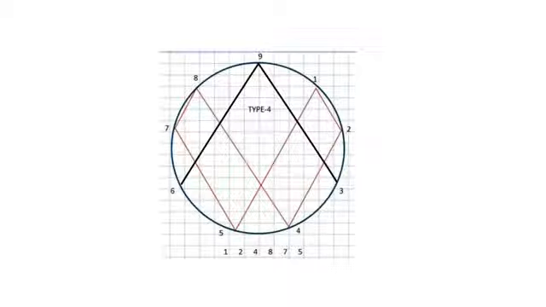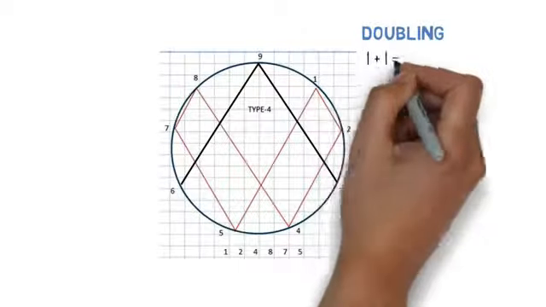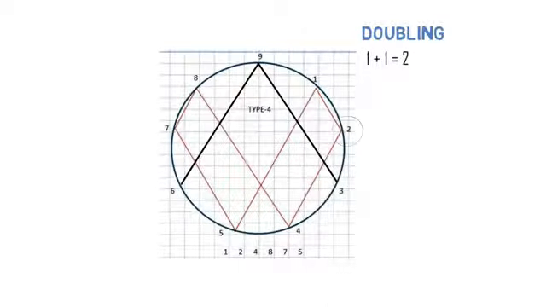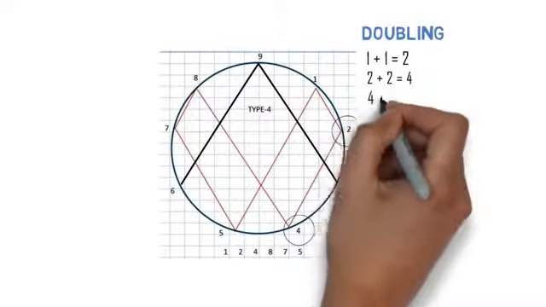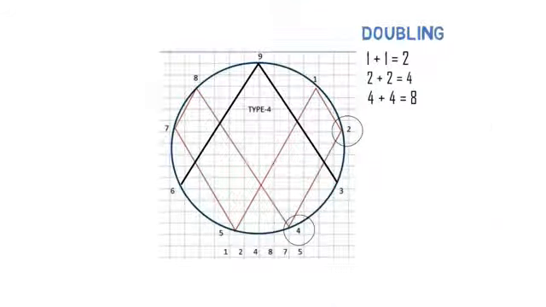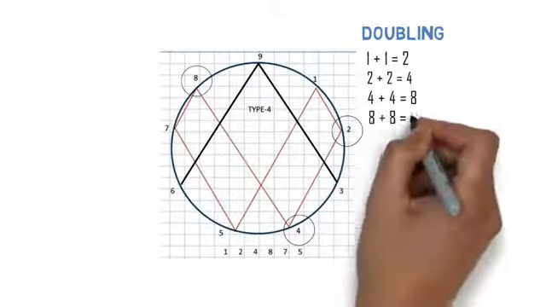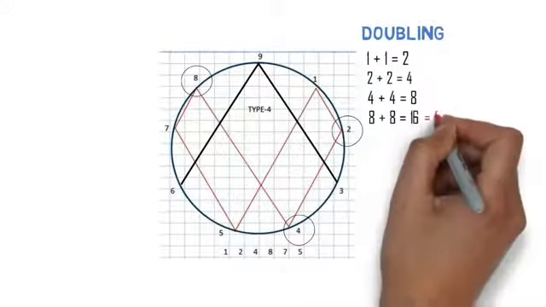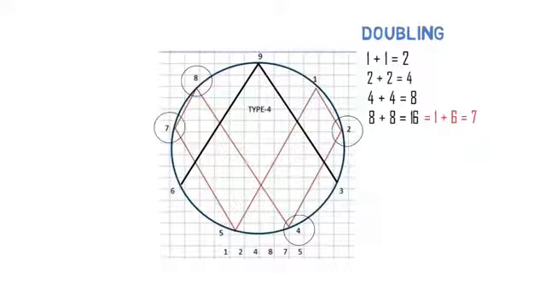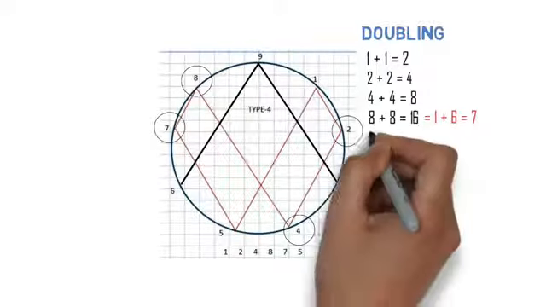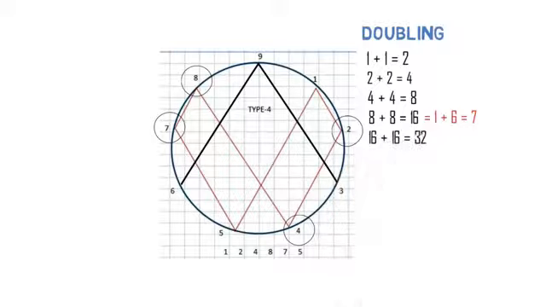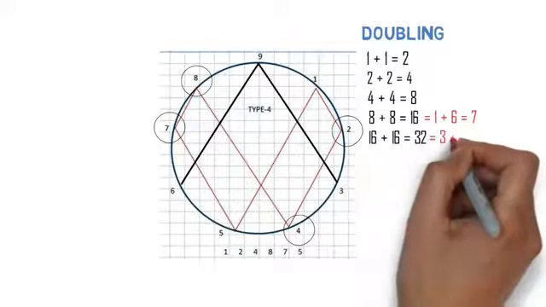Let's start with 1. We draw a straight line connecting to the next number, which is 2. This is called doubling. 1 doubled equals 2. 2 doubled, and we follow the line again, becomes 4. 4 doubled becomes 8. 8 doubled again becomes 16. If we add 1 and 6 together, we get 7. Let's just follow the underlying pattern. 16 doubled is 32, then again 3 plus 2 equals 5.